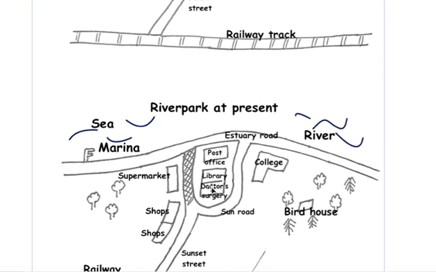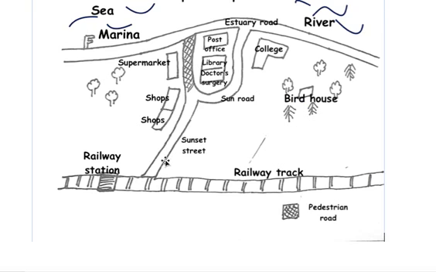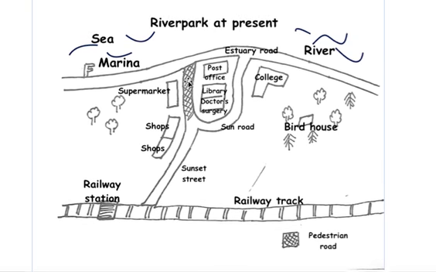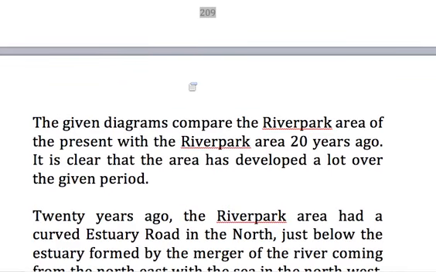These two areas have not changed. This birdhouse has been added, has been made amidst the trees, and this area also hasn't much changed except for this railway station which has been made. And then this side of the road has converted into a pedestrian road. This is the pedestrian road. So let's see how to write it.